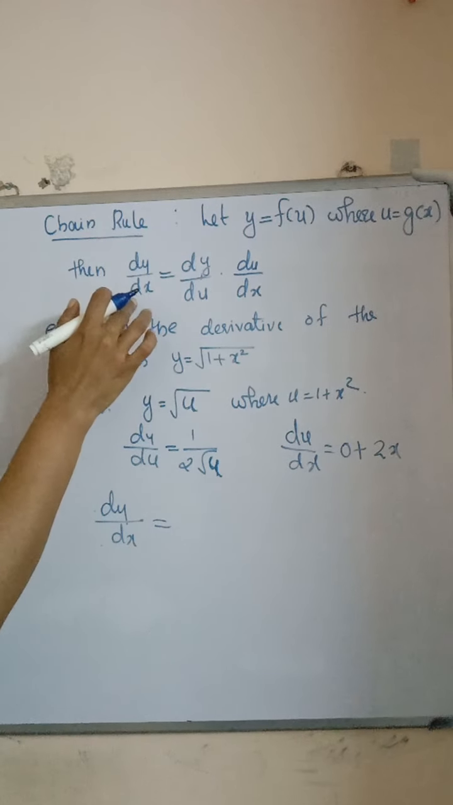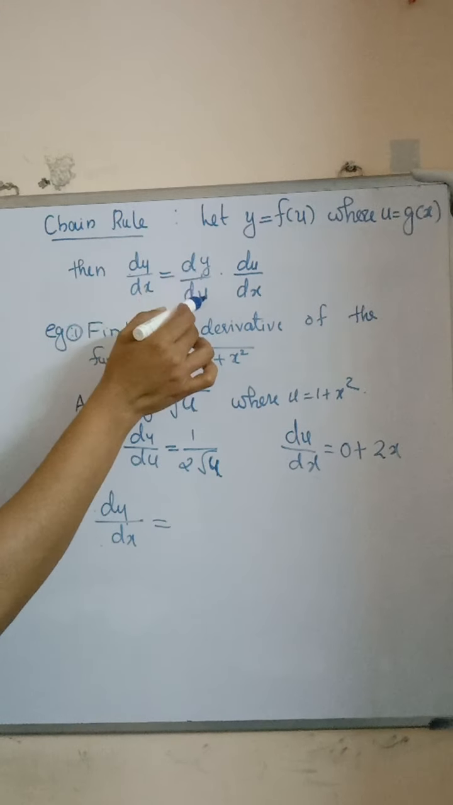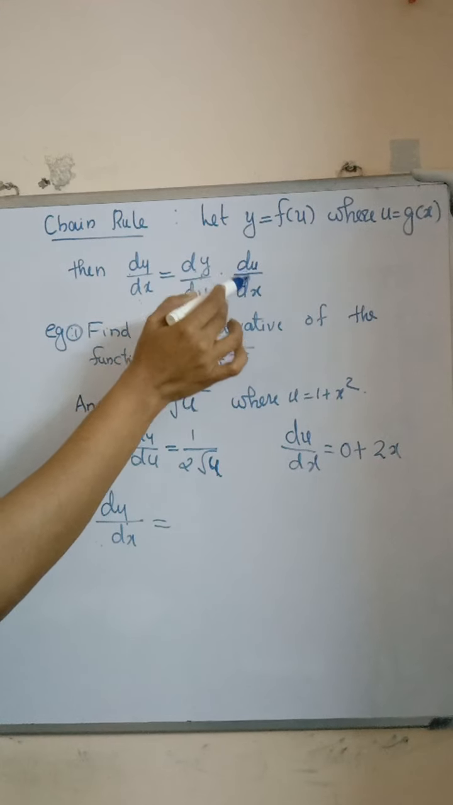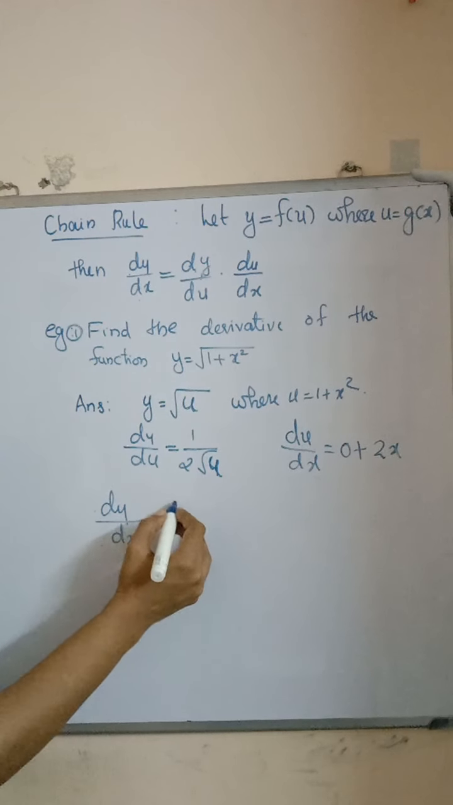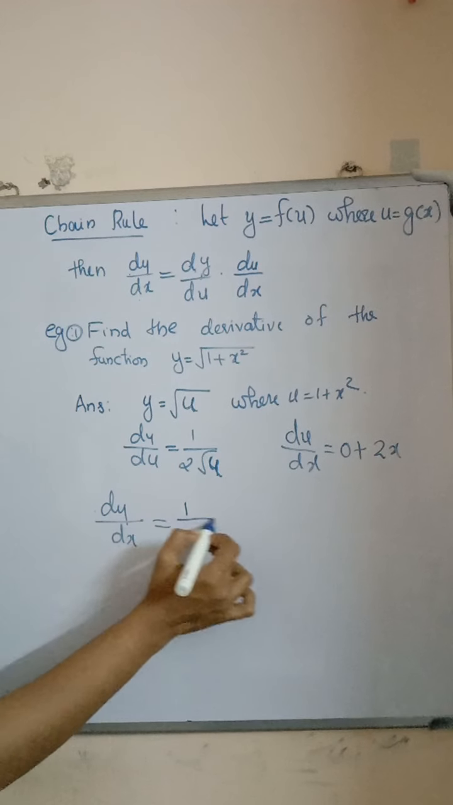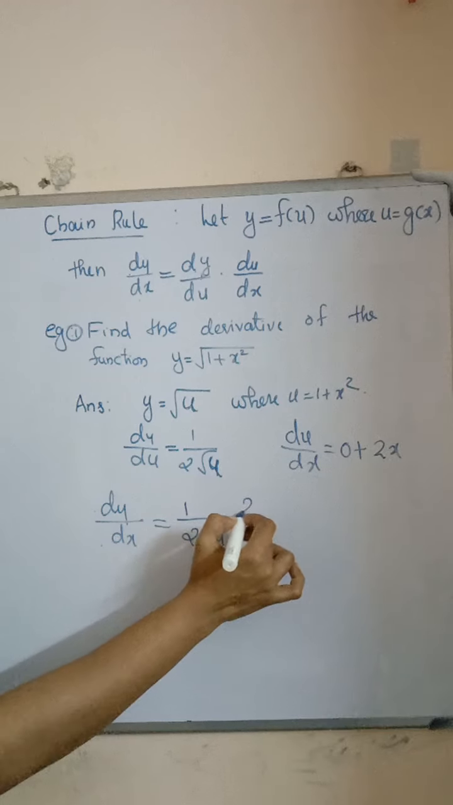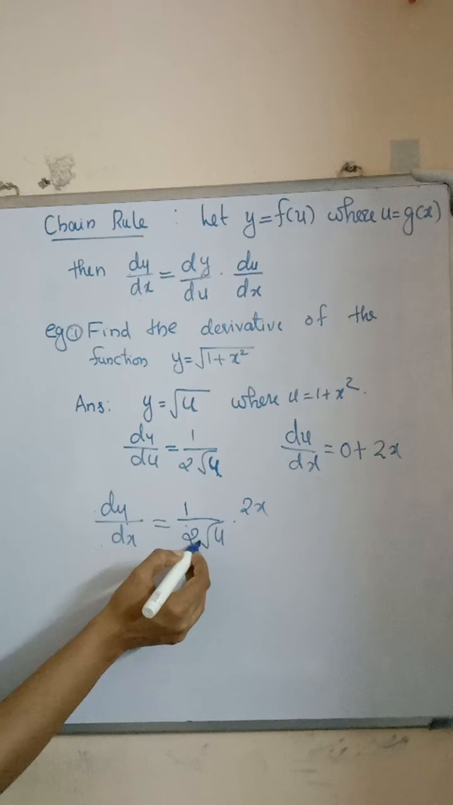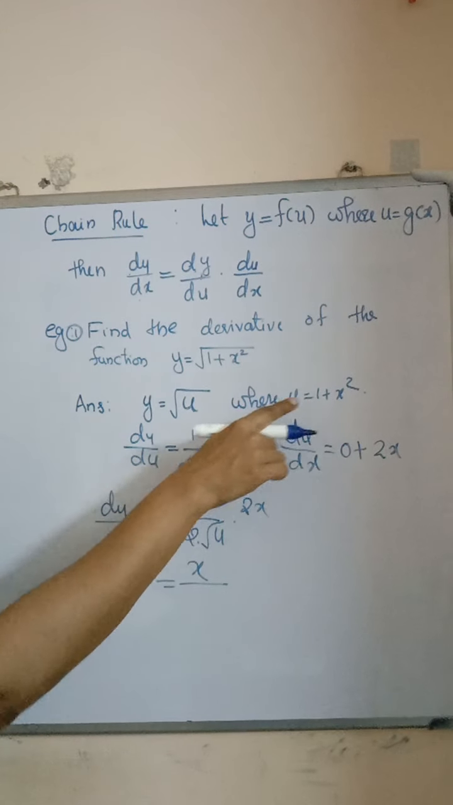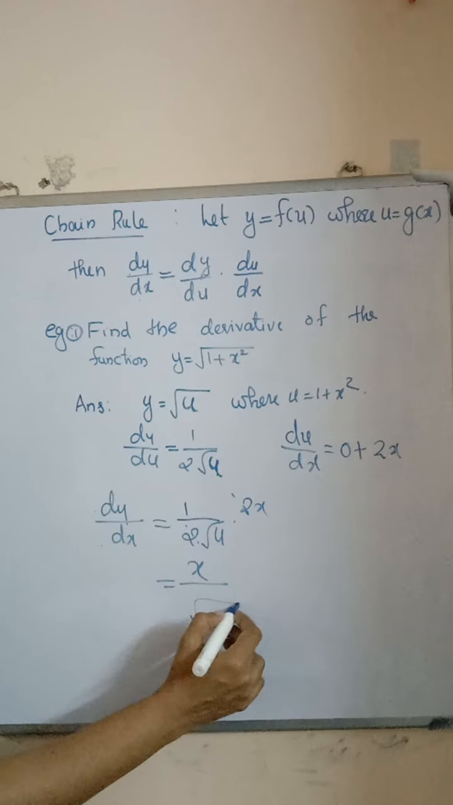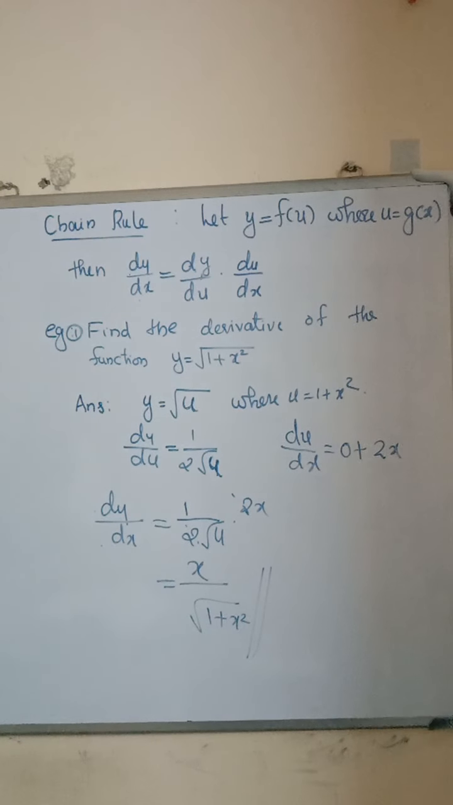By the equation using chain rule, dy by dx is equal to dy by du into du by dx. That is, what is dy by du? 1 by 2 root u into du by dx is 2x. 2 cancels. x by root u. What is u? u is 1 plus x square. So x by root of 1 plus x square is our dy by dx.